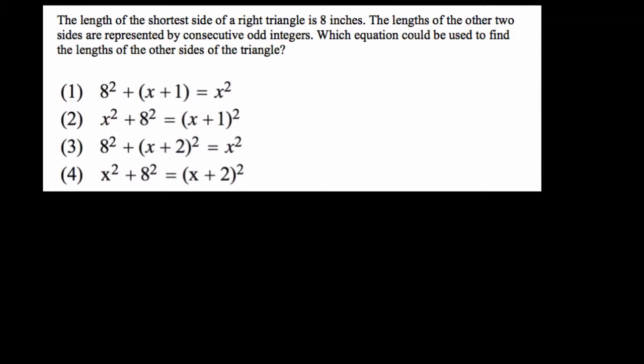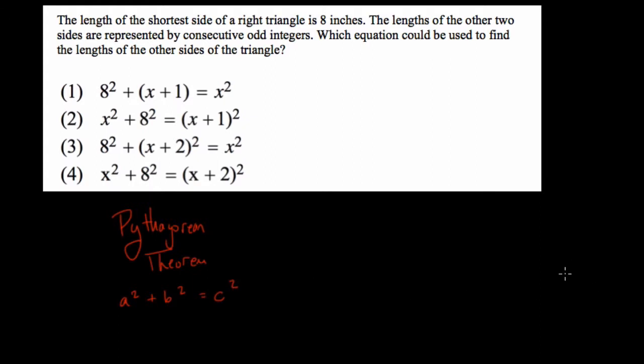Alright, so they tell us here that the length of the shortest side of a right triangle is 8 inches. So with a right triangle, we know right away we're going to be usually dealing with the Pythagorean theorem. And of course that theorem is that a squared, one of the legs squared, plus b squared, the other leg squared, equals the hypotenuse squared.